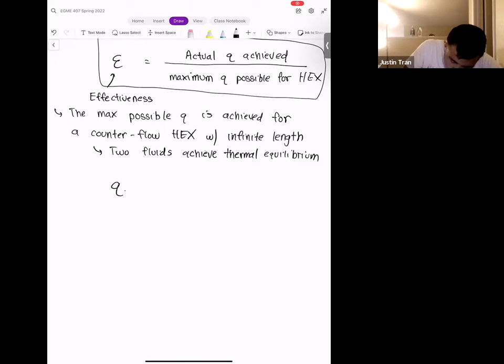And so the way we can compute this is that the maximum Q is equal to the maximum possible temperature difference between them. The maximum possible temperature difference would be the difference between the two inlet temperatures, so we have T_H,in minus T_C,in, because basically the two fluids are going to traverse that entire temperature spectrum. And then we multiply this by m dot Cp min.